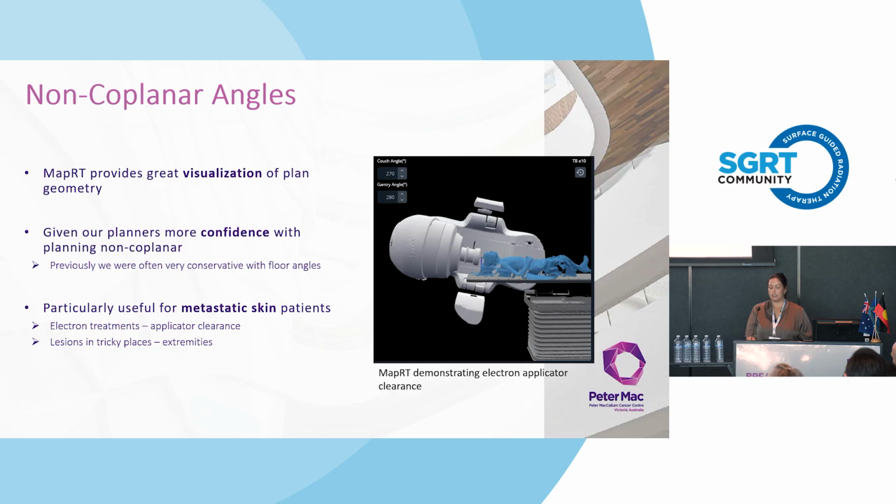So I'd say the second most effective application of MapRT is in planning scenarios that involve non-coplanar angles. So MapRT provides a really great visualization of plan geometry, which in turn has given our planners a lot more confidence with using non-coplanar angles. Previously as a department, we were often quite conservative with using any non-coplanar angles in our plans. So we've seen a really large uptake in the use of MapRT, in particular with our metastatic skin patients. So any electron patient where an applicator clearance might become an issue, or lesions that are located in tricky places like extremities, we've found MapRT to be really useful for.